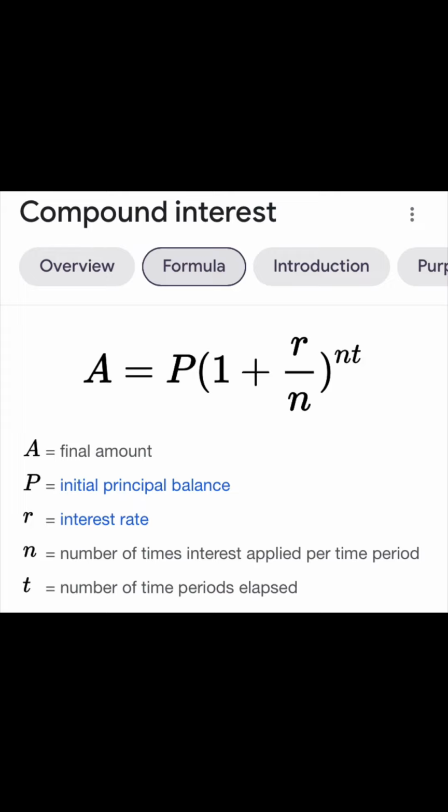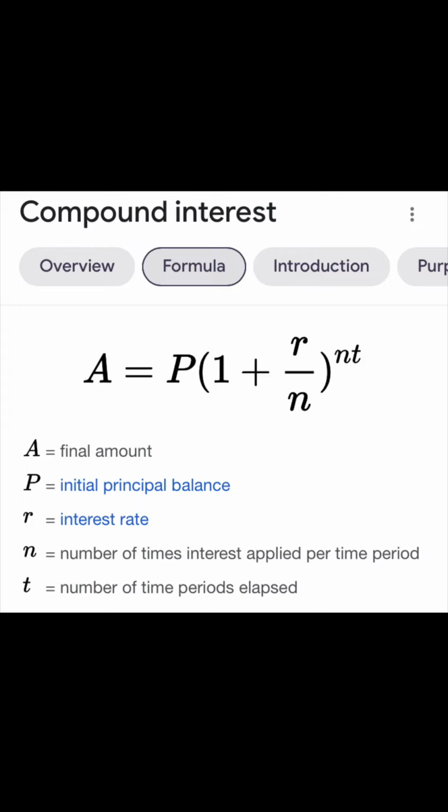So that's pretty straightforward, right? Number of times interest applied per time period. The time period, 1 year. Annual average compound interest, 1 year. So that simplifies it. So now we have A equals 100,000 times 1.1 to the, remember, N is going to be in this situation just 1. So it makes the equation much easier, to the T, number of time periods elapsed.